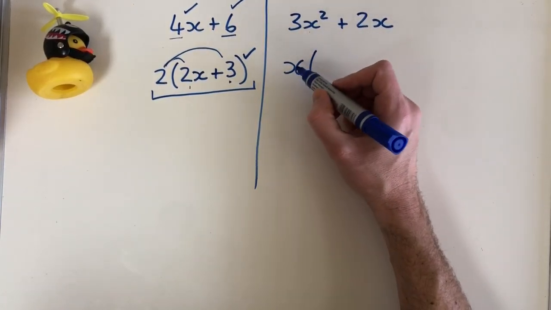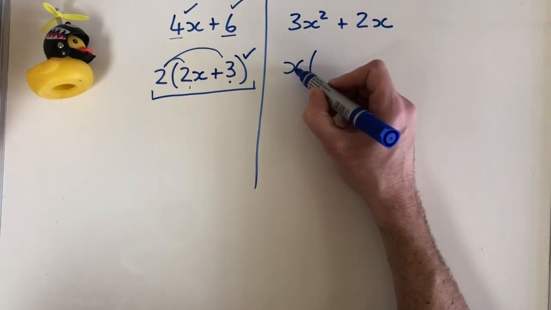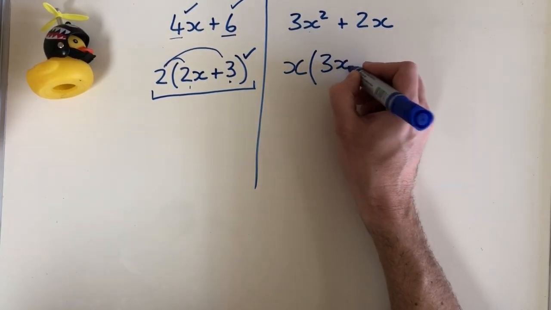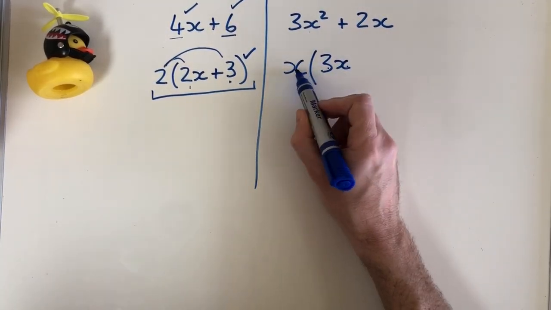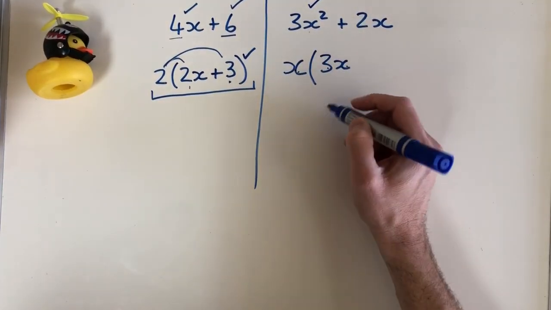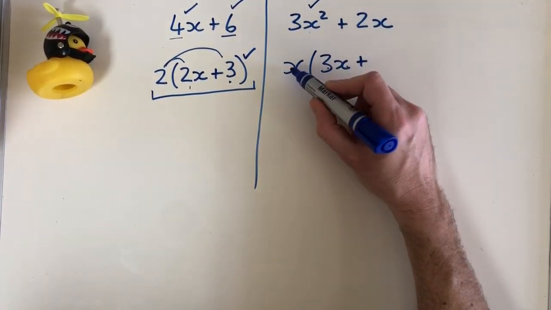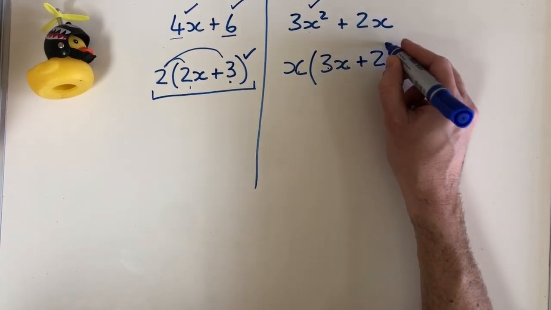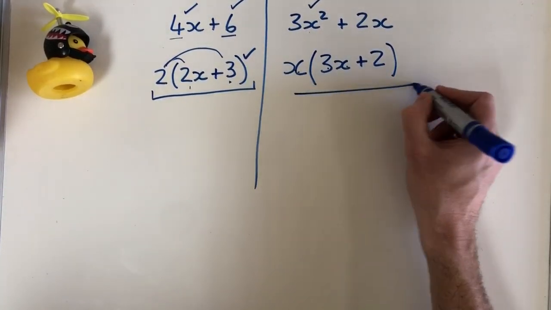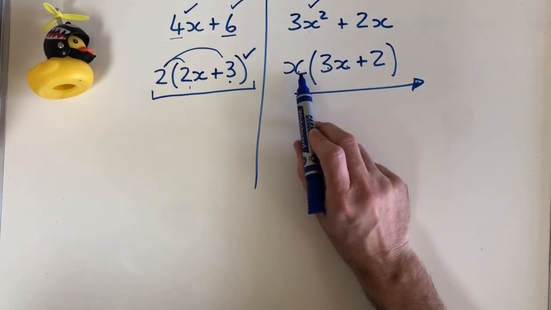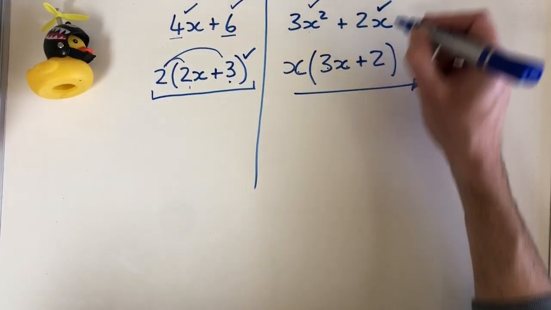Now my next question is, what is x times, well, x times what will give me 3x squared? Well, 3x, because I know 3x times x will give me 3x squared. I just bring down the plus, and then x times what will give me 2x? That's 2. So I factorized, because this is one term, and I know x times 3x will be 3x squared, and x times 2 would be 2x.